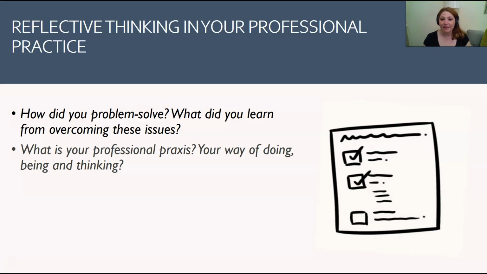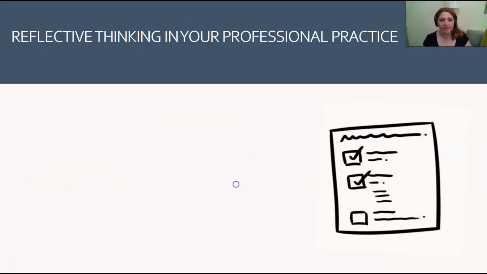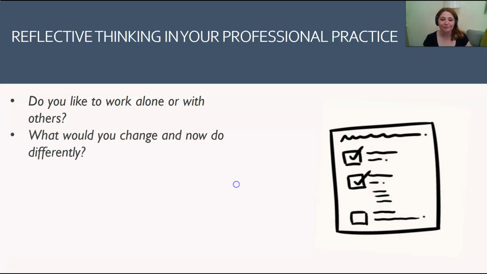So praxis would mean your way of doing, being and thinking. You might want to consider how well you deal with others and question whether you like to work alone or with others. Do you like to work and be quite active and proactive? Do you like to do a lot of research and reflect before you take action? Are you quite a visual learner? Do you have strong reading and writing skills? So it's really important to consider how you learn and what your learning style is.